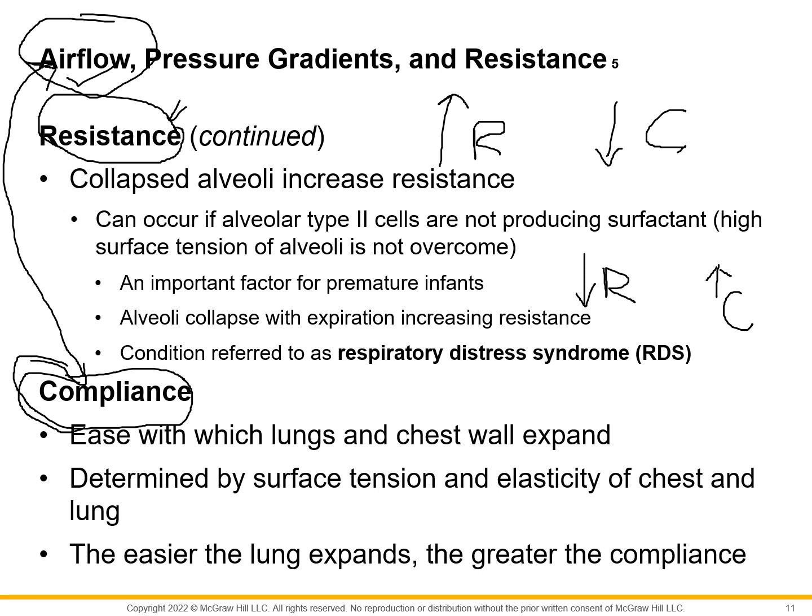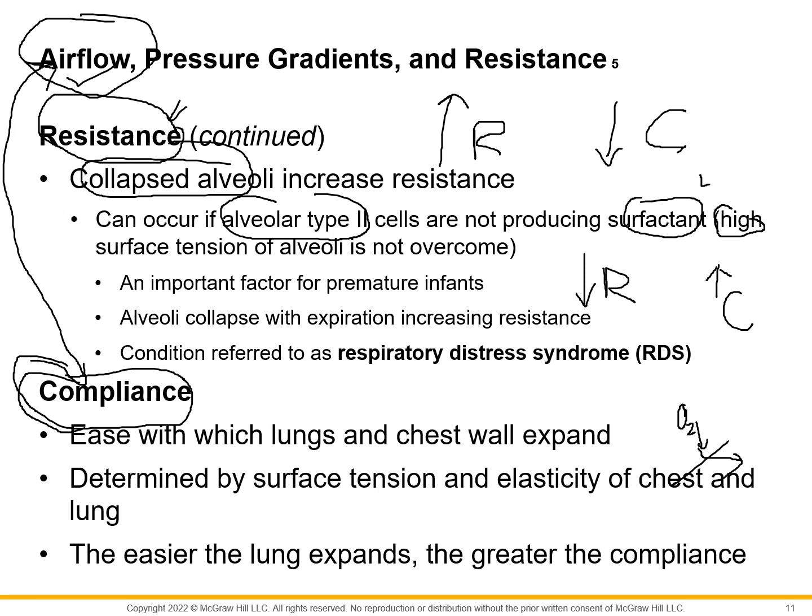So for example, one of the examples of resistance is collapsed alveoli. So remember, your alveolar type 2 cells are producing surfactant. And surfactant is a liquid, and it is causing surface tension, right? So oxygen can dissolve basically into that surfactant and go into your bloodstream.